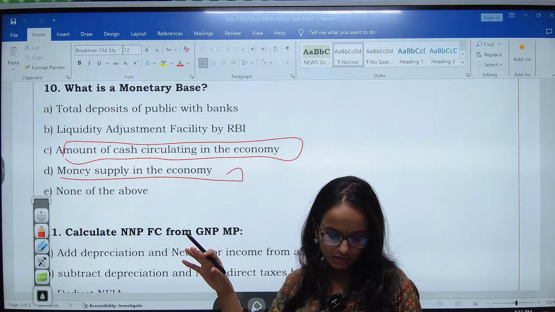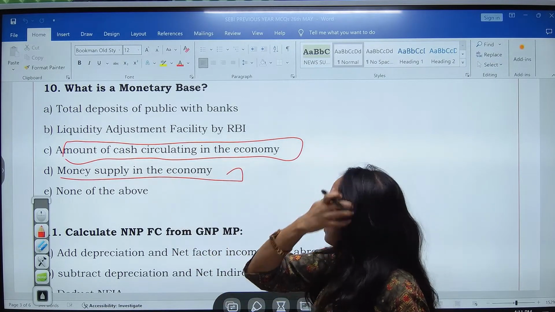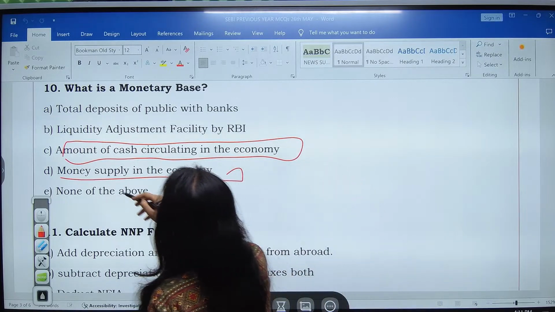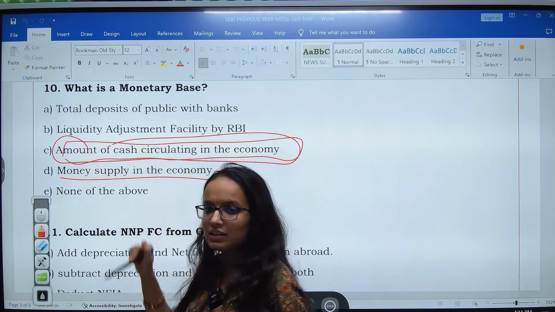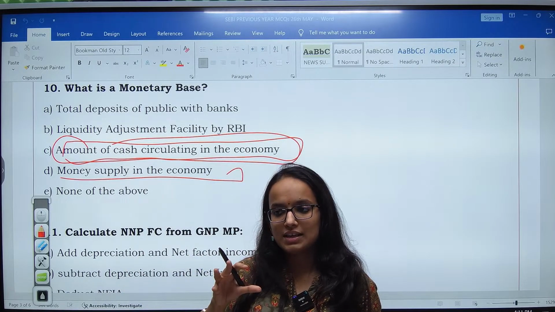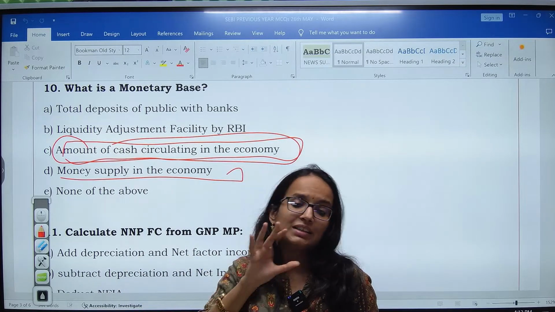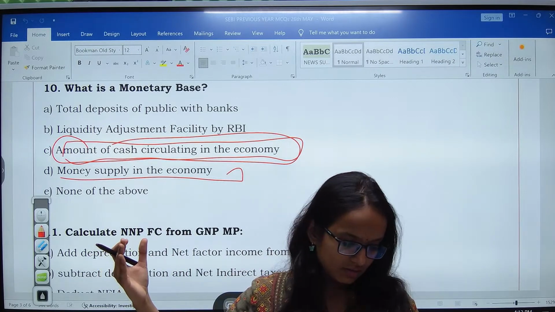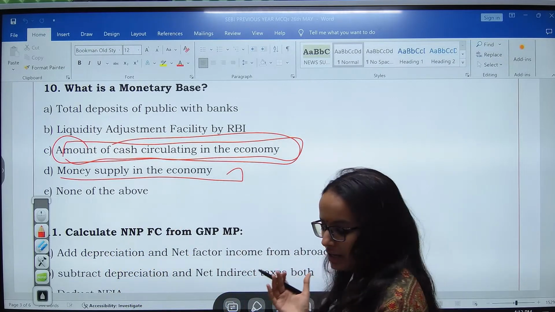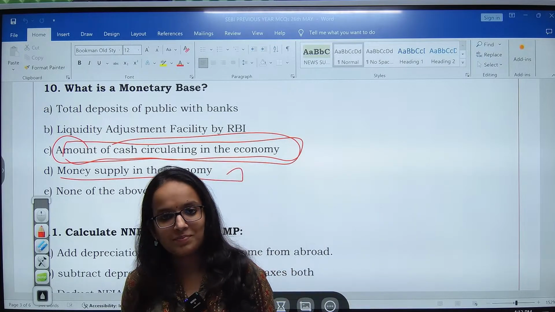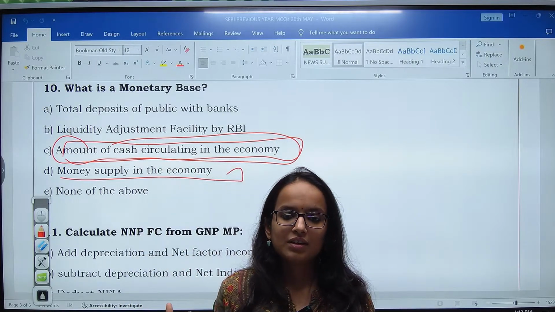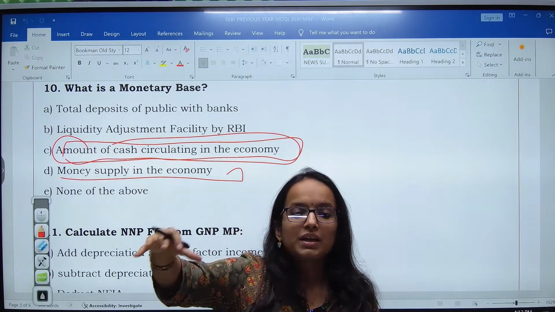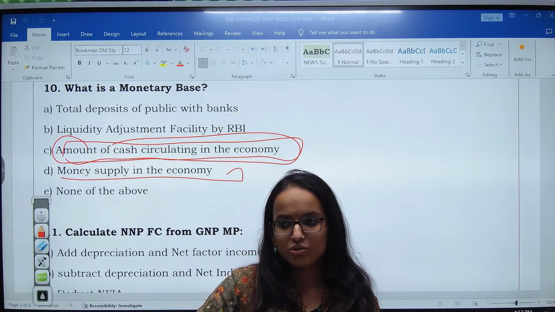Yes, cash in circulation, right? So what is monetary base? Monetary base is basically the amount of cash circulating in the economy, the currency in circulation. But then what is money supply? Money supply also sounds similar, isn't it? Money supply is also the currency in circulation. Then what is the difference? If you see the definition of money supply, you will find that it is the total money in circulation at a given point of time. So it is a stock concept.